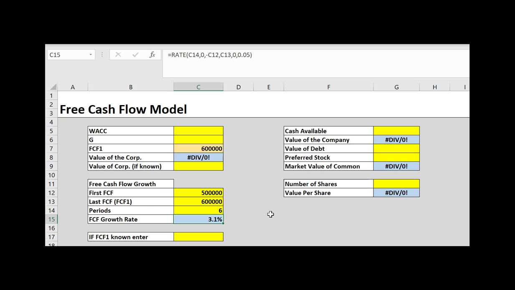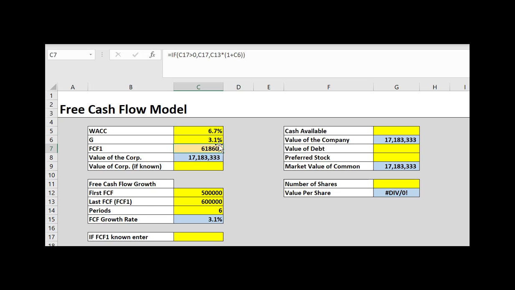So this company currently, or historically, has had a free cash flow growth rate of roughly 3.1%. We can calculate, or we can look up, the weighted average cost of capital of the company. So again, let's say we do that and it is 6.7%. So what growth do we want? 3.1 sounds reasonable, so let's use that number.